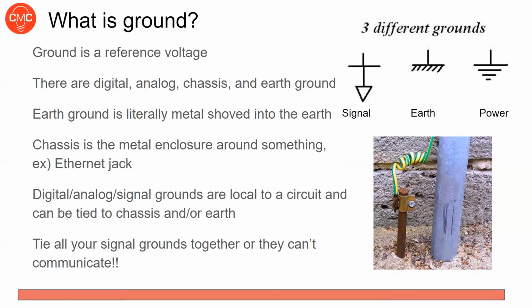There's tons of rules about ground, which we'll get into more when we get into design, but things can be funky with ground, so deciding where exactly to connect ground is a big topic of discussion.